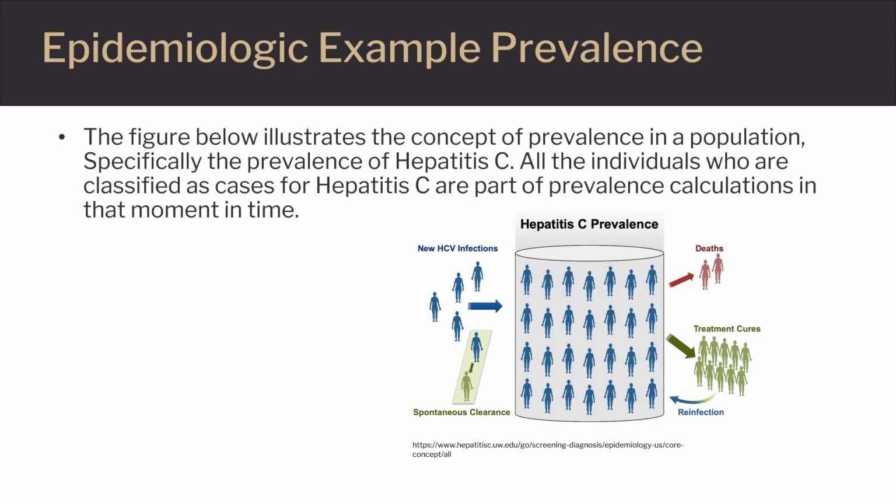The figure on this slide illustrates the concept of prevalence in a population, specifically the prevalence of hepatitis C. All the individuals who are classified as cases for hepatitis C are part of prevalence calculations in that moment in time and are represented in the middle cylinder.